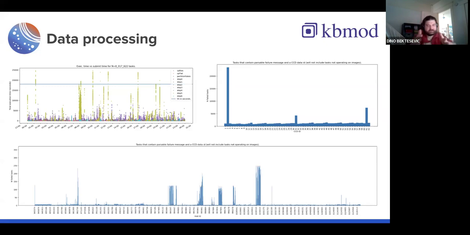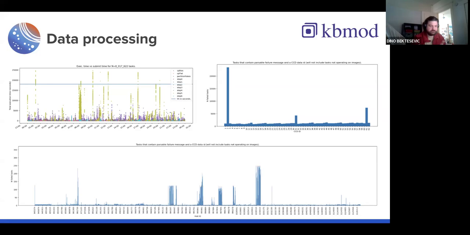And then, let's say, for example, top right, you can see immediately, right? CCD 2, 31, and 61 are bad. That's not a surprise for anybody that knows KBMOD, but on the bottom plot, you can see which nights were bad or had bad weather. And this was a really, really useful tool for us, right?